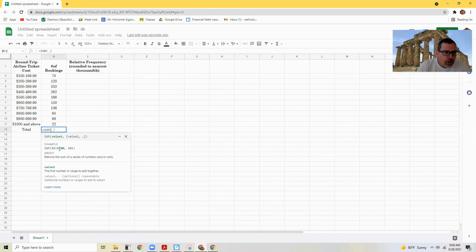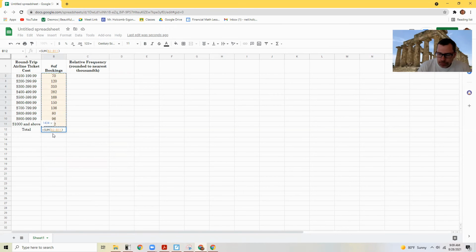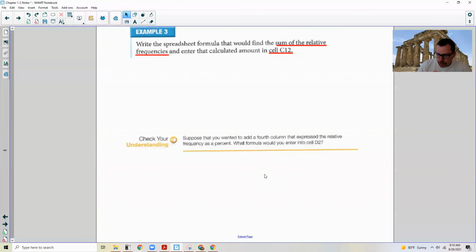It automatically chose, actually didn't choose anything. So I'm going to click here and drag down to here. Then it filled it in, and there is the answer to our question. It is the sum of B2 to B11. I'm just going to hit enter now. And there's that 1,434. Now I'm going to go back to here, and my answer is going to equal the sum of B2 to B11, okay?